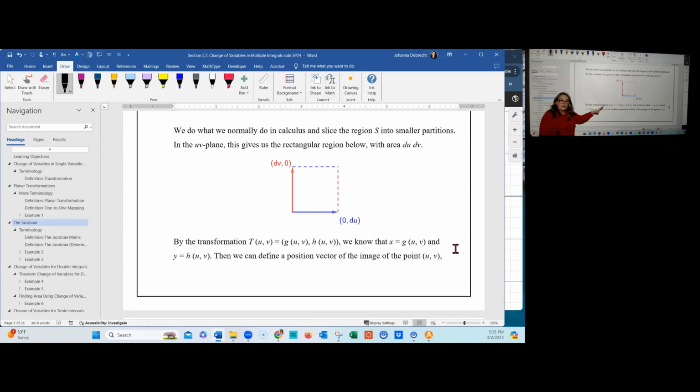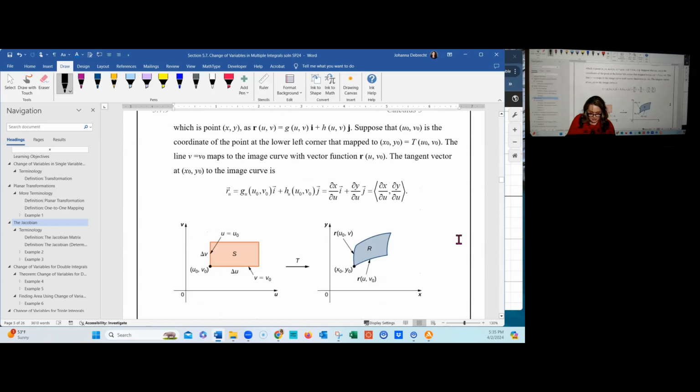But I know that I have a transformation that takes some ordered pair in the UV plane and maps it to some xy in the xy plane using functions g and h. So g of uv gives me the x coordinate, h of u and v gives me the y coordinate. So I can define a position vector of the image of a point uv over in the xy plane.